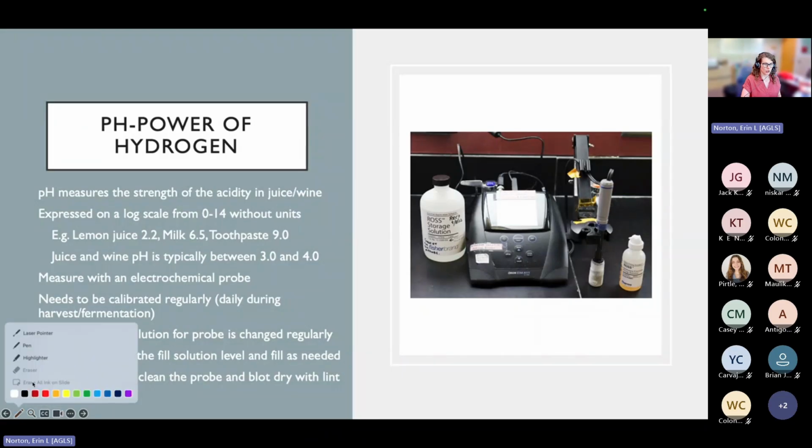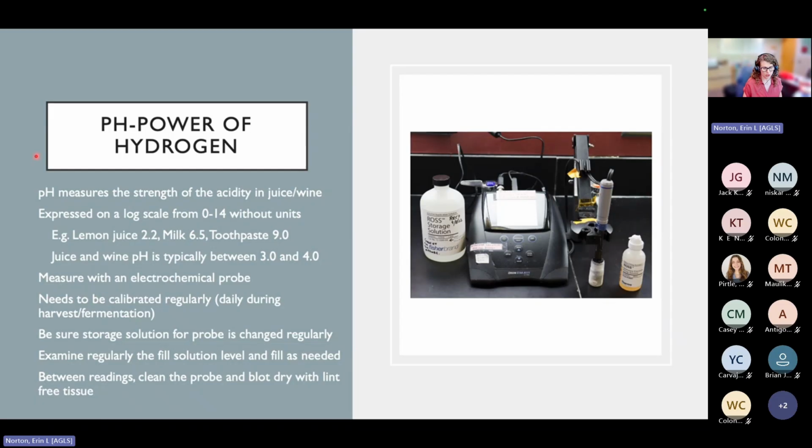So moving on to pH. pH, very important, especially during the harvest season. pH measures the strength of the acidity in the juice or wine. A lot of what I'm going to say is applicable when we have wine as well. pH is expressed on a log scale from 0 to 14, and there are no units associated with pH. Log scale just means that if you jump from 3 to 4, it's an inverse scale actually as well. You're decreasing your acidity tenfold.